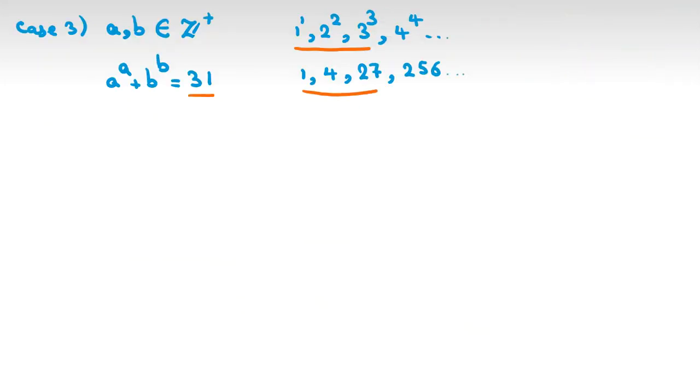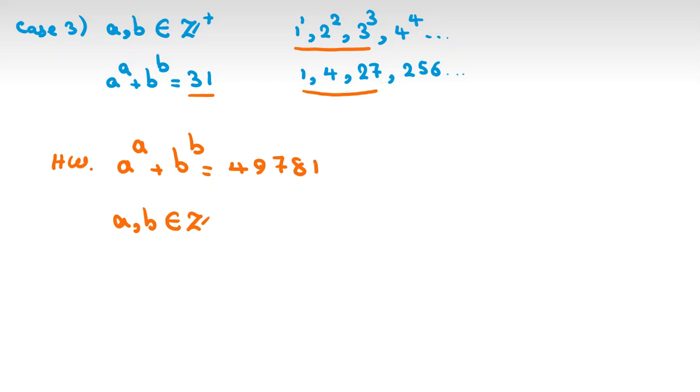Let me write another homework for you. Solve this problem: A to the A times B to the B, where A and B are integers, equals 49, 7, 8, 1. The solution is exactly the same. It's not so hard. And comment your answers right below this video.